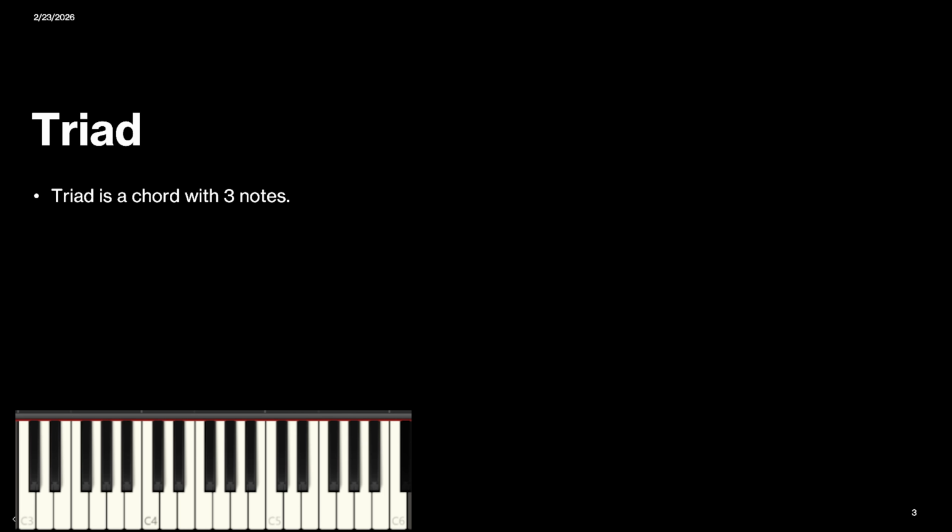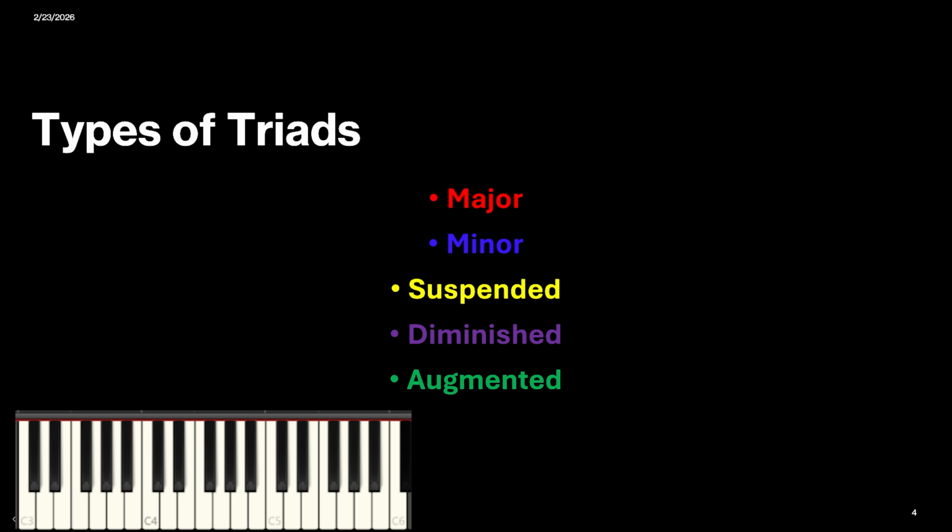So we have a few different types of triads. We have a major triad, a minor triad, a suspended triad, a diminished triad, and an augmented triad. All these different triads have their own use cases, and we can build off them to build our extensions, like I said earlier. But we're just going to focus on triads today.